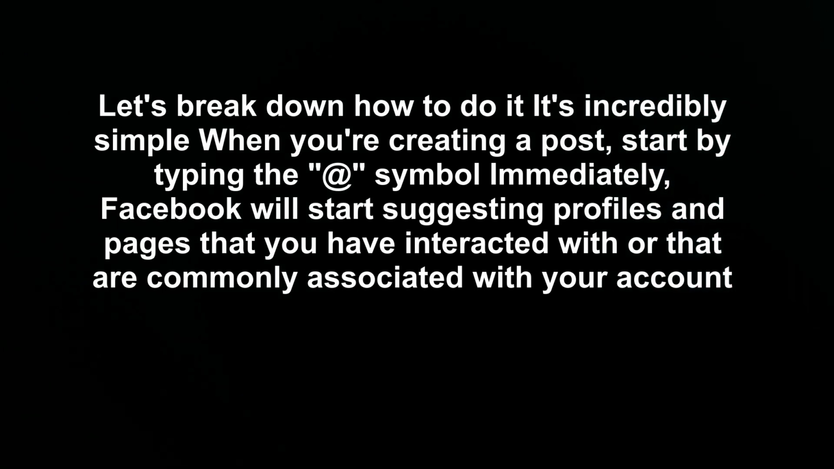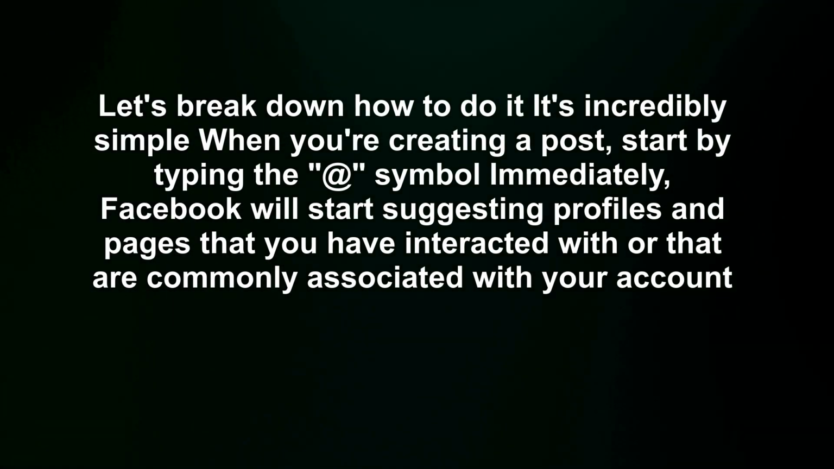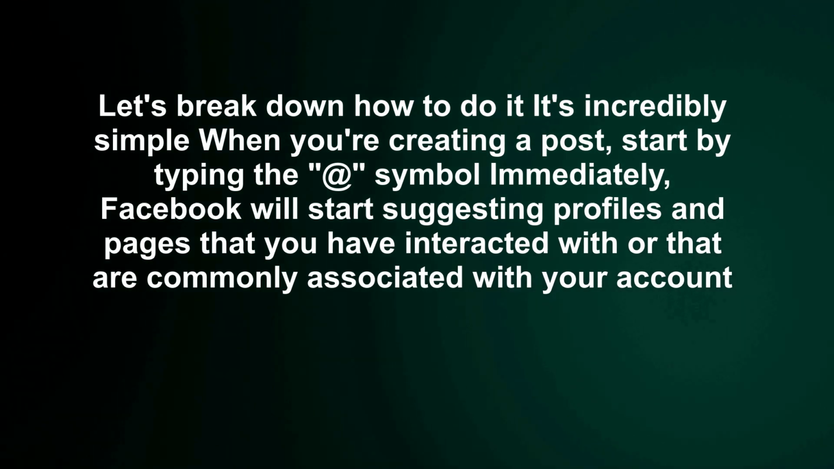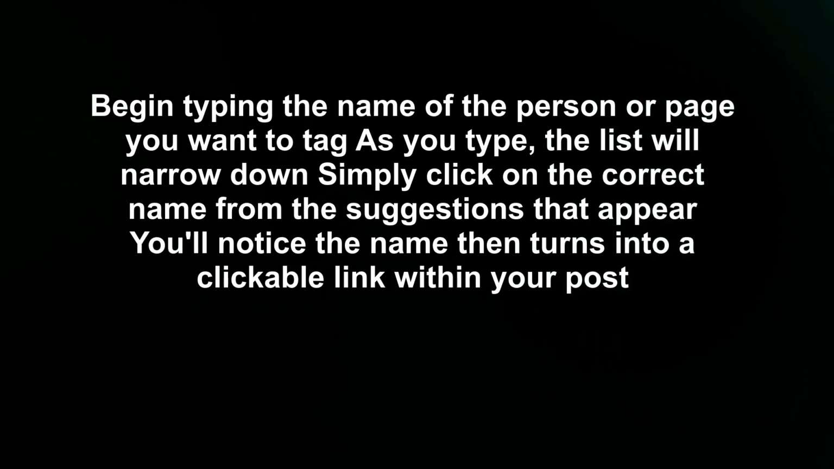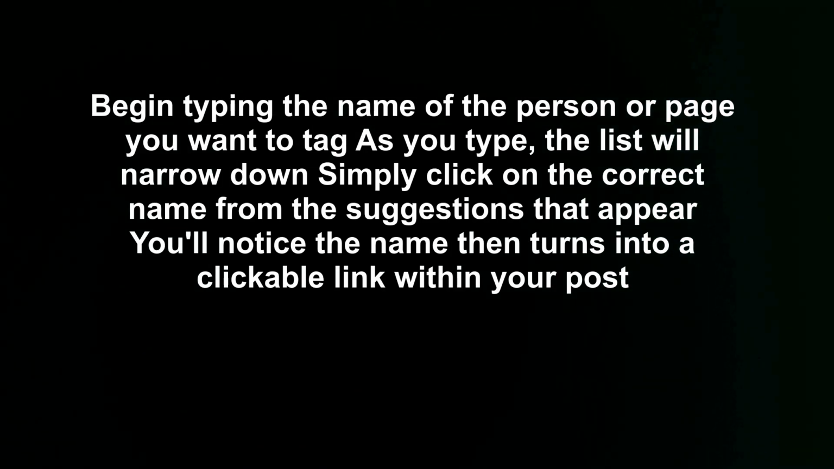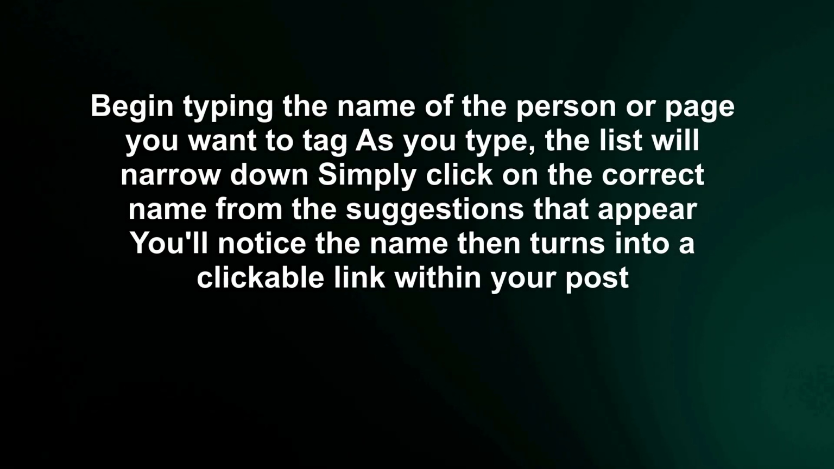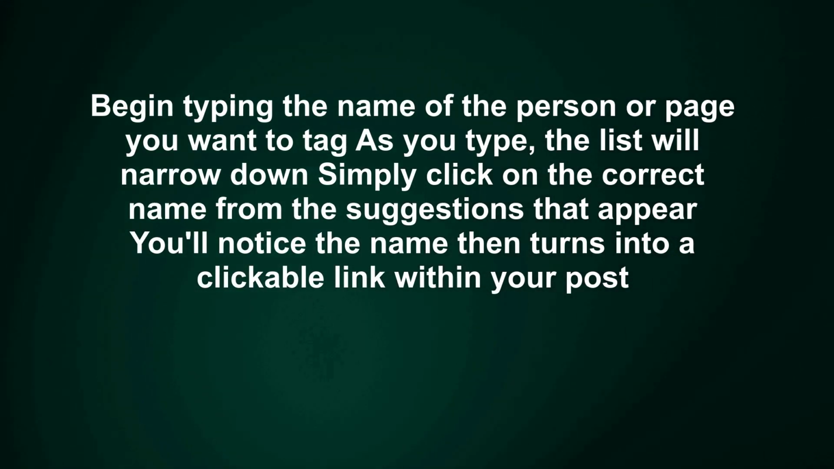It's incredibly simple. When you're creating a post, start by typing the @ immediately. Facebook will start suggesting profiles and pages that you have interacted with or that are commonly associated with your account. Begin typing the name of the person or page you want to tag. As you type, the list will narrow down. Simply click on the correct name from the suggestions that appear. You'll notice the name then turns into a clickable link within your post.